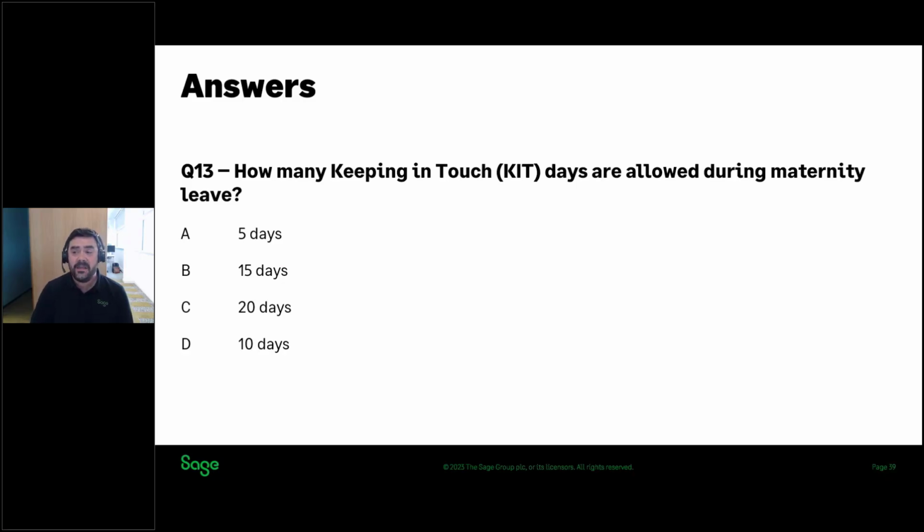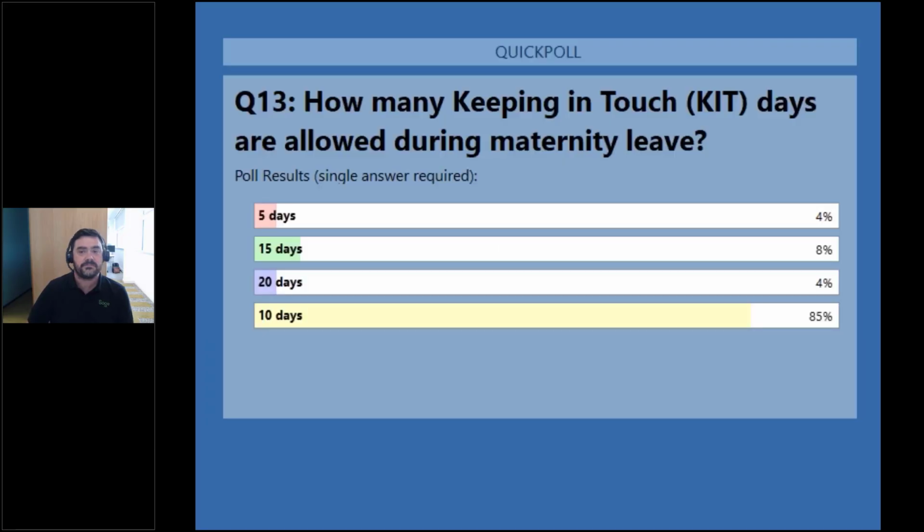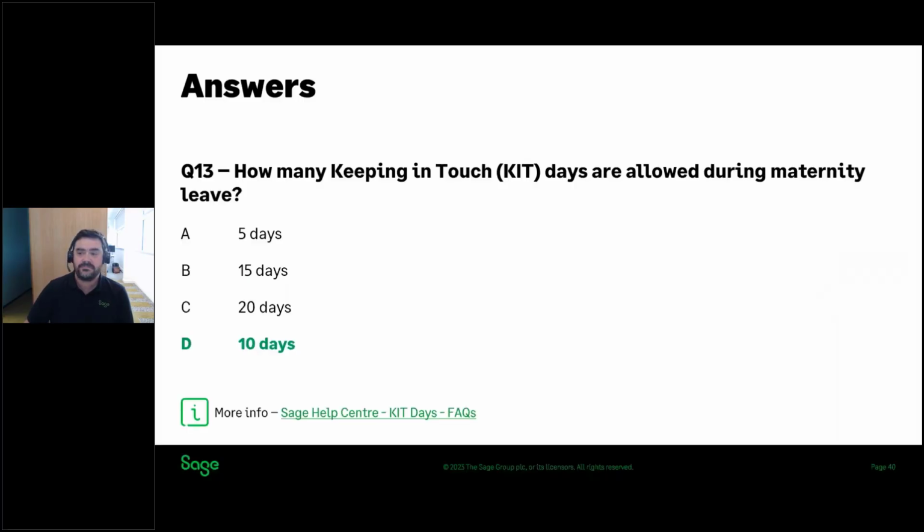Next question was how many keeping in touch days or KIT days are allowed during maternity leave? And it's the same answer for adoption leave as well. Let's see what you said. So most popular answer there was 10 days. 85% of you think there are 10 KIT days that can be taken without ending maternity leave or statutory pay entitlements. Were you 85% correct? Let's have a look. You certainly were. It is 10 days for keeping in touch.